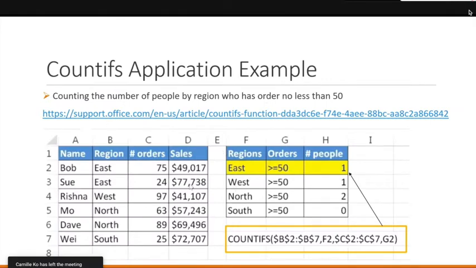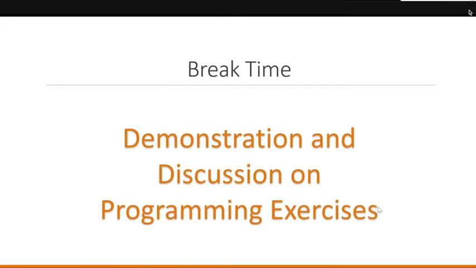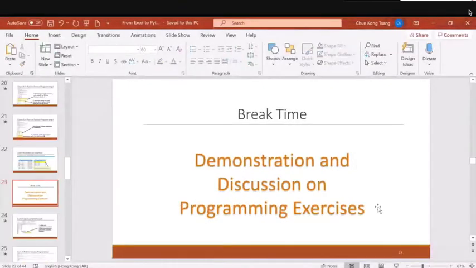And here is an application example from Microsoft Office. You may count the number of people by region who have an order no less than 50. So by region, and then with the order criteria, and then you sum the number of people. Okay. So let us work it out. Before that, let me see.